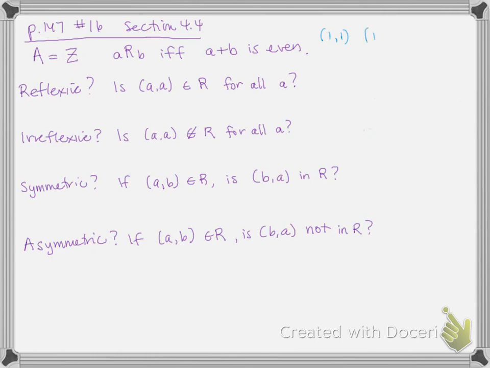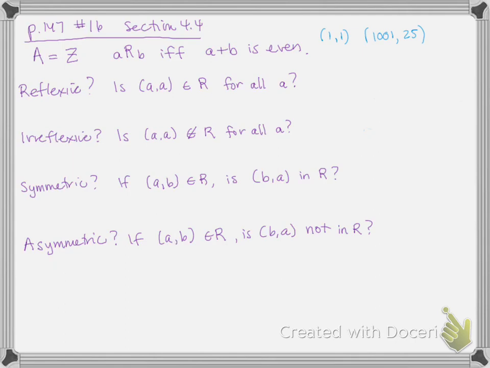But I could also have (1001, 25). When you add those together, you get 1026. It's even. So there's an infinite number of pairs in this relation, so it makes it a little bit more difficult to think about these properties.